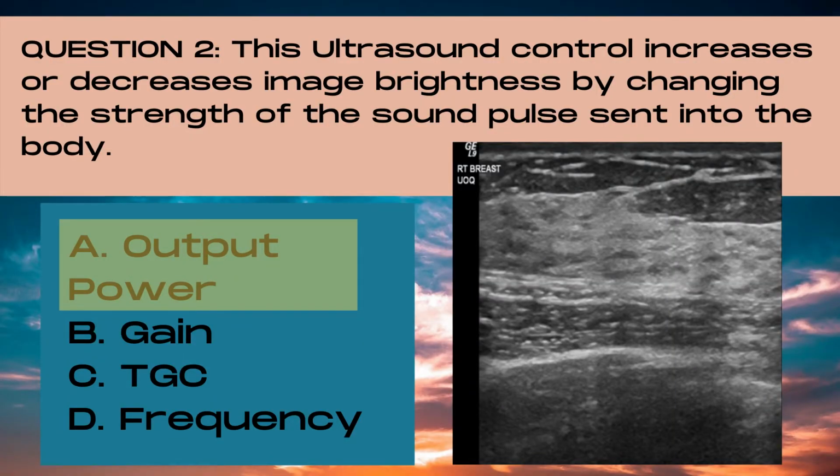Output power. The output power control is one of the 3 brightness controls in ultrasound, and it increases or decreases image brightness by changing the strength of the pulse that's sent into the body. Ideally, output power should be set to the lowest level that produces a diagnostic image to decrease the risk to the patient.